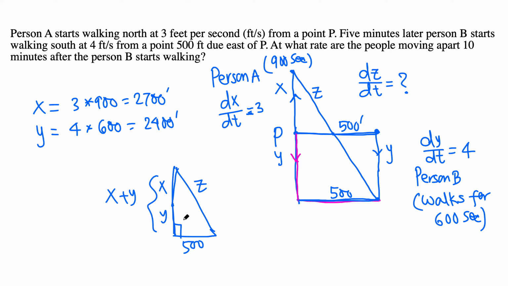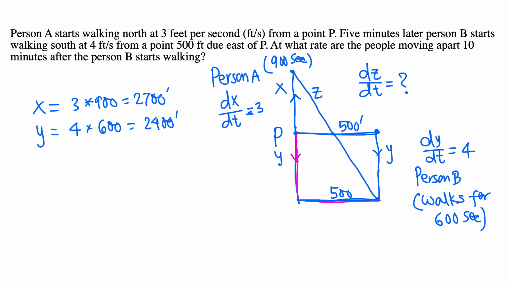Now this is a right triangle, which means we can use the Pythagorean theorem. So a squared plus b squared equals c squared. That is 500 squared plus (x plus y) squared equals g squared. So we work on that. After we complete this, then we are kind of done. I mean, we can start now.